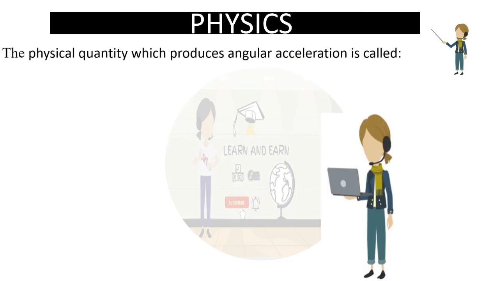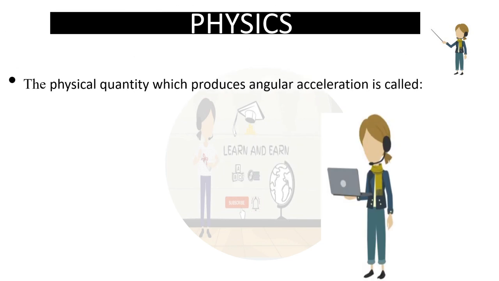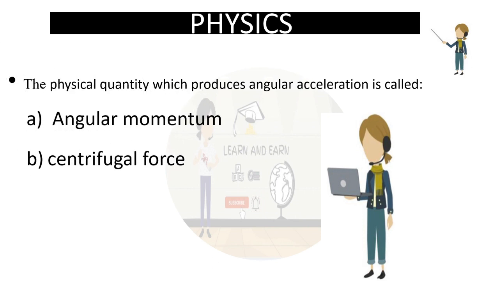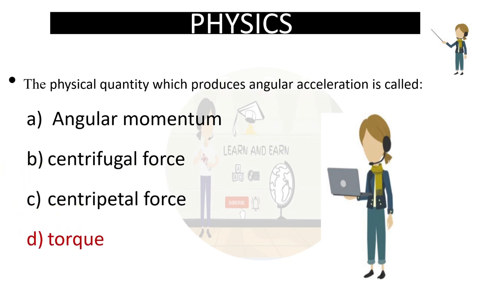MCQ number 1: the physical quantity which produces angular acceleration is called option A angular momentum, option B centrifugal force, option C centripetal force, option D torque. The right answer is option D.